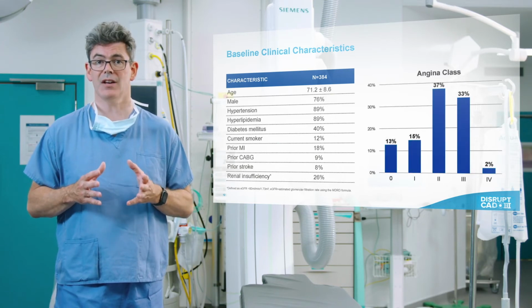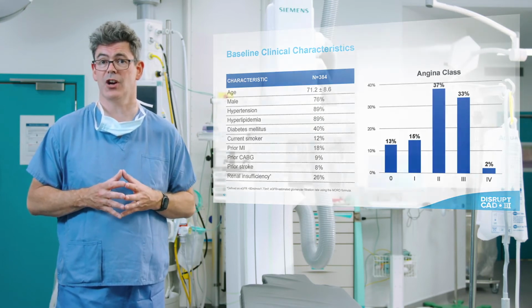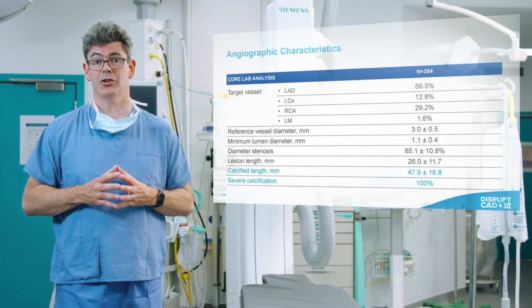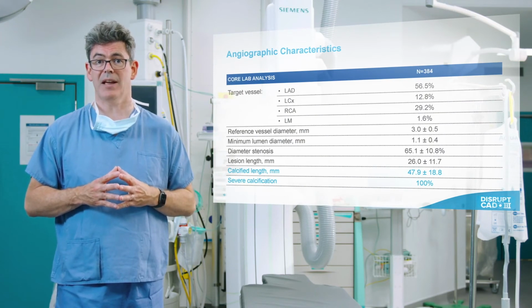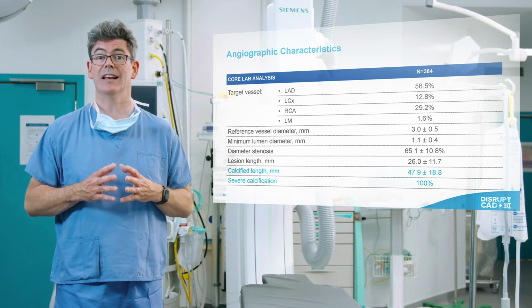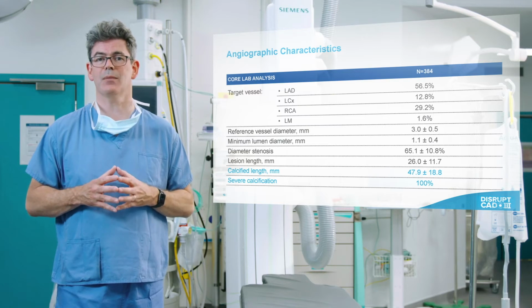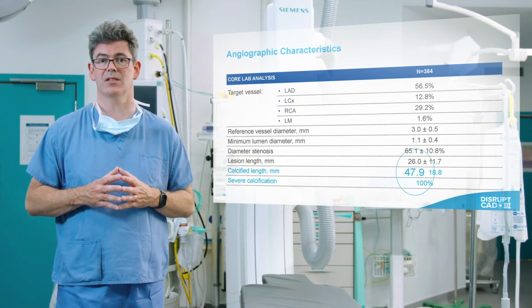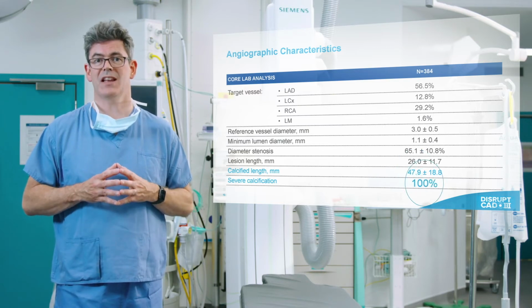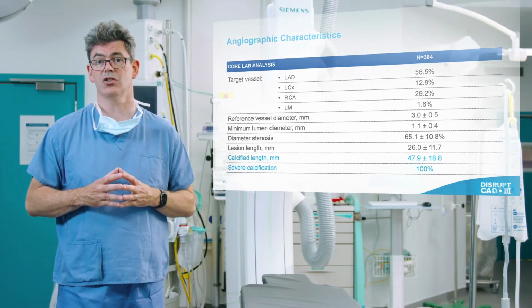As you can see on the right, 70% of patients had class 2 or 3 angina. These were the baseline angiographic characteristics, including a baseline reference vessel diameter average of 3 millimeters, lesion length average of 26 millimeters, and a calcified segment length of 48 millimeters. 100% of these target lesions were classified as severe calcification.